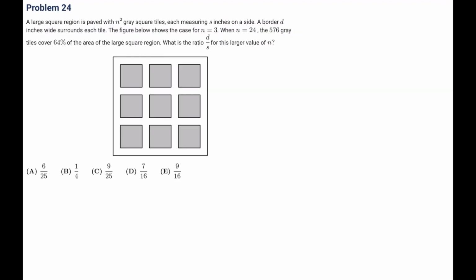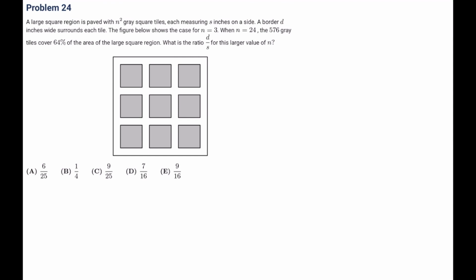A large square region is paved with n-square gray square tiles, each measuring s inches on a side. A border d inches wide surrounds each tile. The figure below shows the case for n equals 3. When n equals 24, the 576 gray tiles cover 64% of the area of the large square region. What is the ratio d divided by s for this larger value of n?